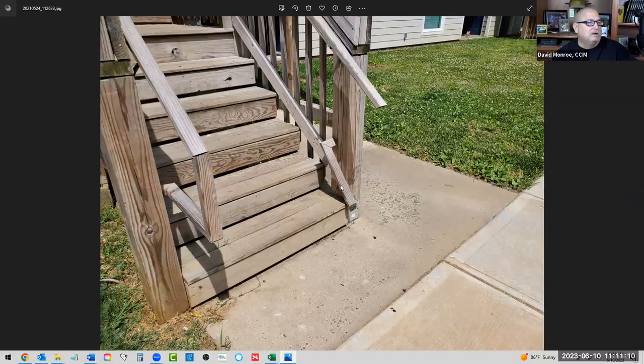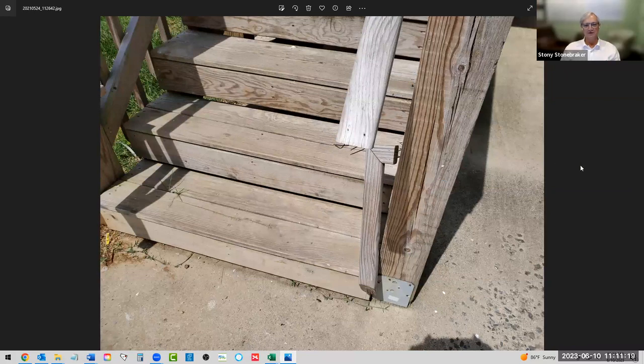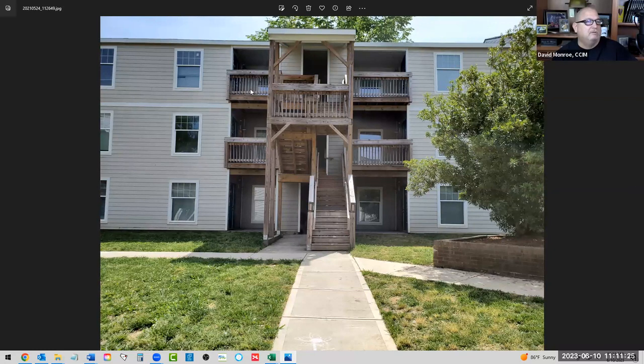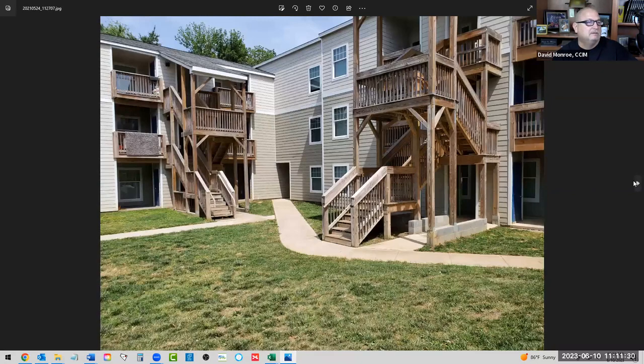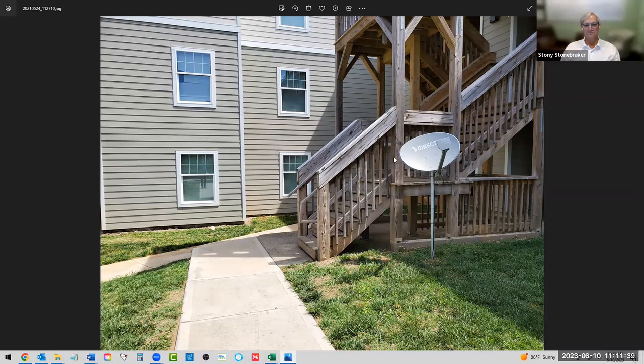I don't know what's going on here. Look at those nails sticking out. Think about a safety hazard. This is just getting an overall look of how nasty everything looks. Obviously, here you can see we got the handrail extension here, and we don't have it here. Satellite dishes. Is that a problem?